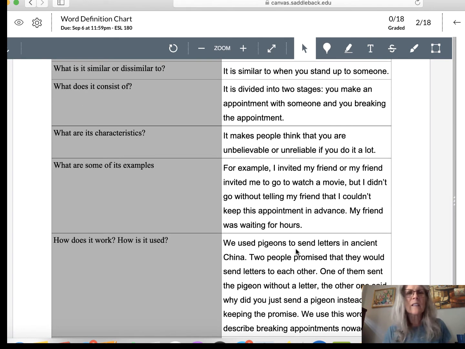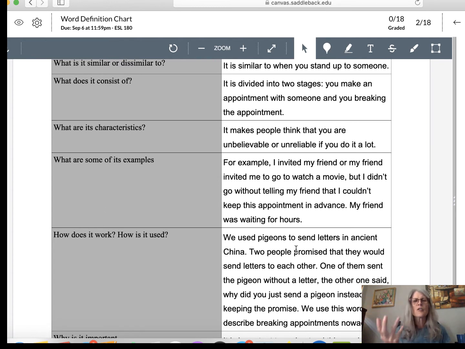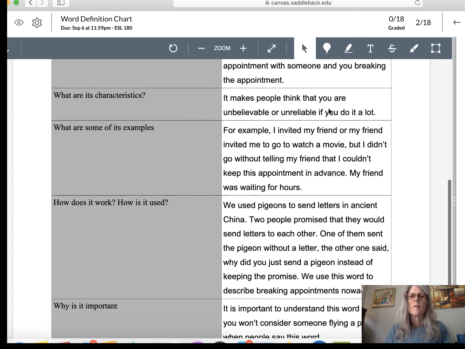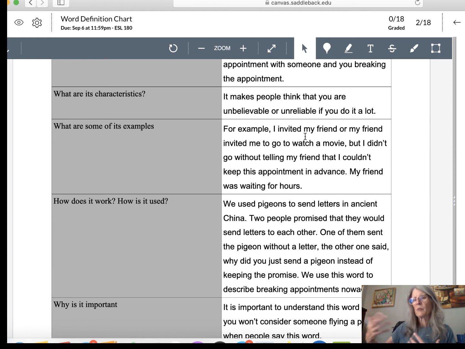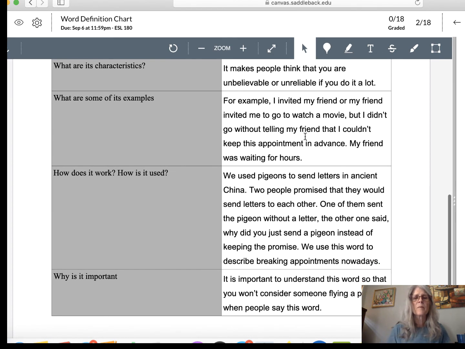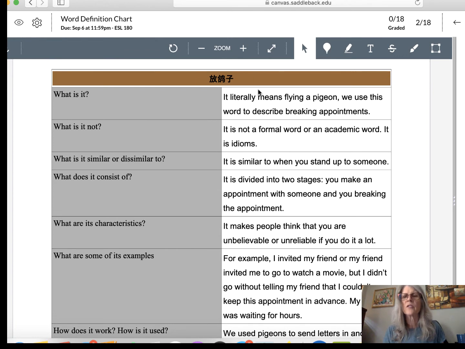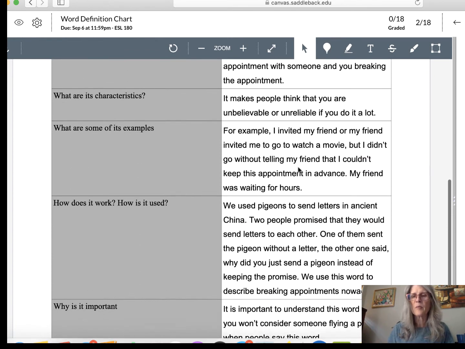But it was beautiful. I love the way that you said what it is similar to. Okay, and then she divided it into two stages. She said first you make an appointment, then you break it. The characteristics of it's somebody's opinion that you are unreliable, and you can no longer be believed. So that's good. So she gave an example, inviting your friend to watch a movie, and then you don't keep the appointment, and you keep your friend waiting for hours. I guess you would say this term to that person. They're a flying pigeon, or flying a pigeon. Okay.